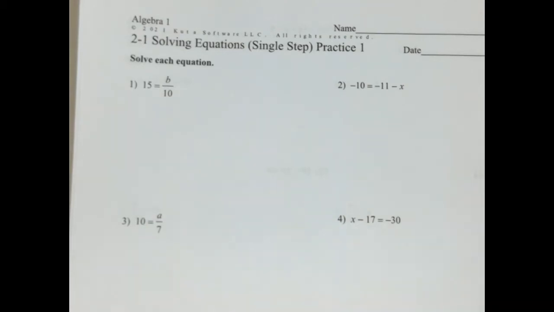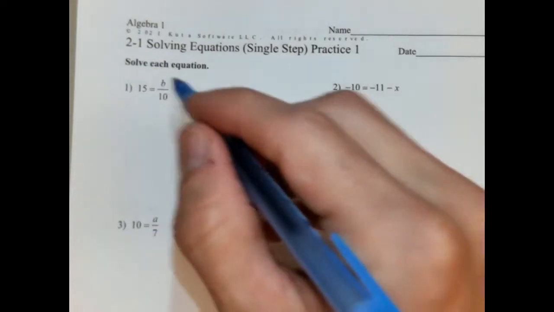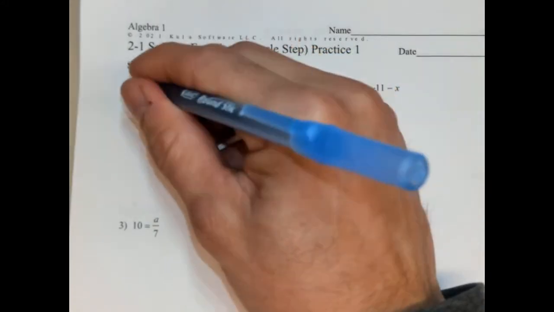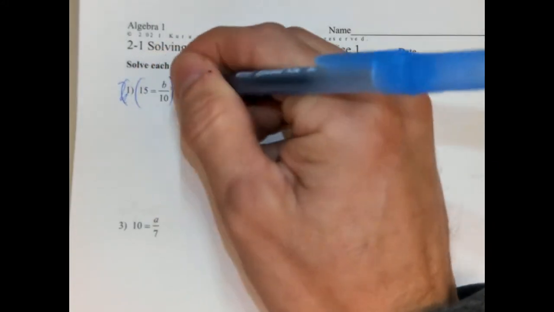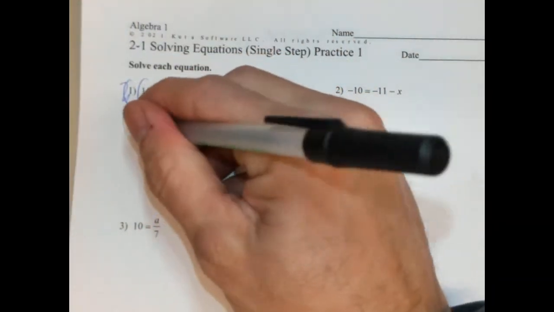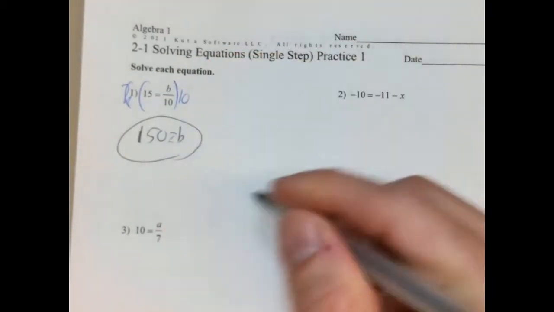Hey everybody, today we're going to work on single step equations, so let's jump right to it. Right here we have 15 equals b over 10, so we're going to use the inverse operation. This is division, so instead of division we're going to multiply by 10. So 15 times 10 is going to be 150. This cancels, so b is equal to 150.